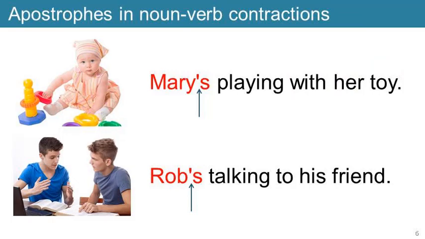Now let's look at noun-verb contractions, as in these 2 examples. Mary's playing with her toy and Rob's talking to his friend. Note that the apostrophe here is not a possessive apostrophe. It shows where the letter I of is has been omitted.